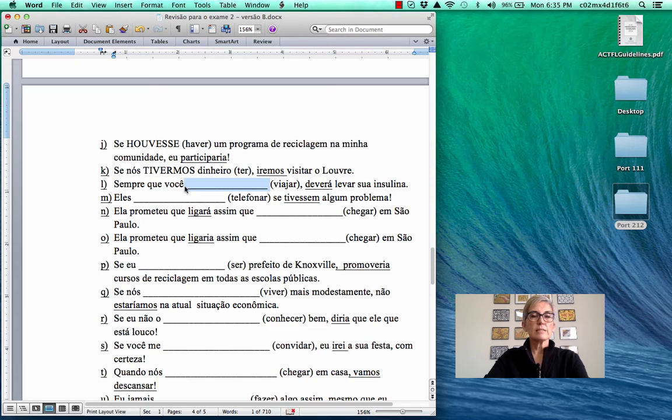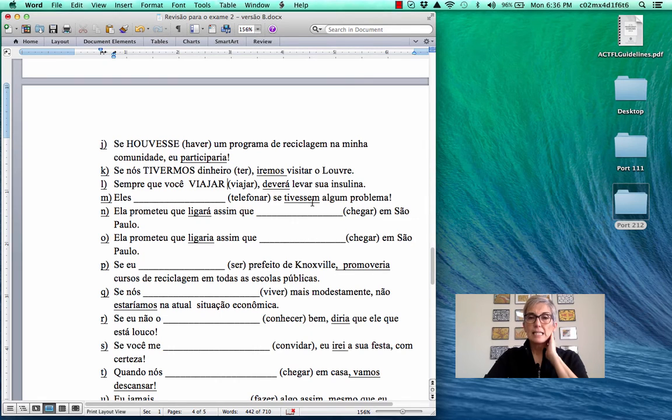Sempre que você, so every time you travel, deverá, futuro do indicativo, so you have to use the future subjunctive. Sempre que você viajar, deverá levar sua insulina. So every time you travel, you will have to take your insulin.